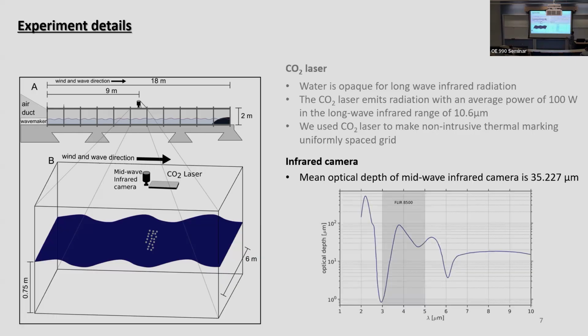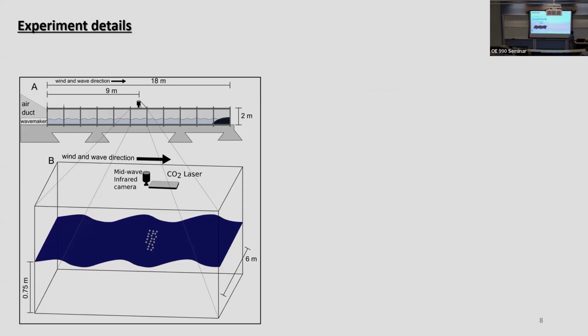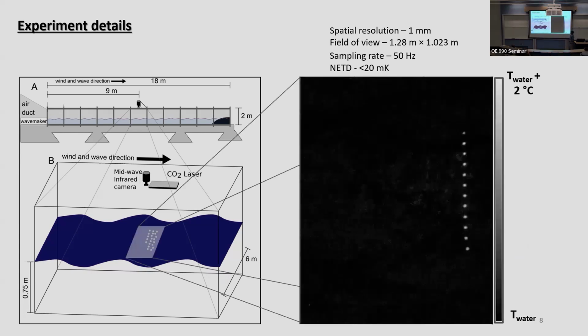How do we measure? We image that using a mid-wave infrared camera, which has an optical depth of 32.227 micrometers, which is our interpretation of the true surface, 32.227 micrometers from where the actual surface starts. So it's pretty close to the surface. It's actually the surface.